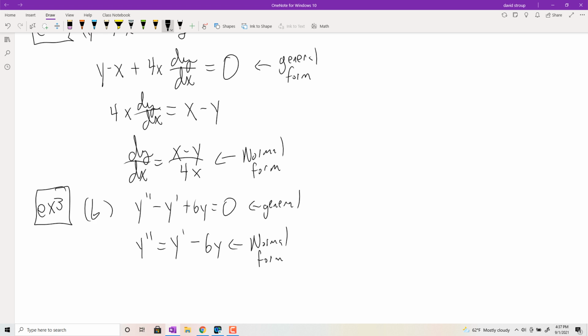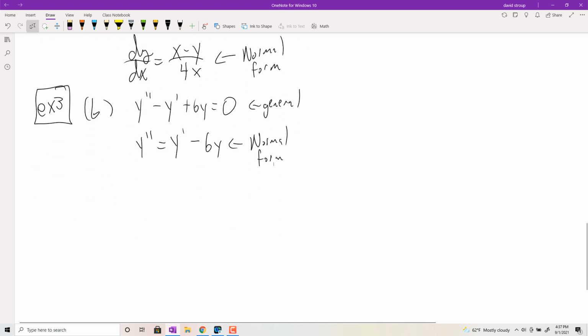For some techniques we use in solving differential equations, you're going to want the normal form. For others, you'll want that general form. Okay. Finally, let's talk about linearity, or linear versus nonlinear.